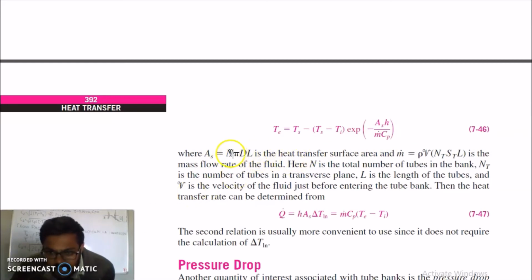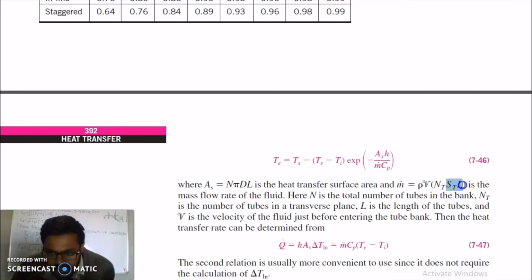N is the total number of tubes in the bank, and the mass rate is equal to density into velocity into Nt, where Nt is the number of tubes in the transverse plane, into ST, into L. This ST into L is your area at the inlet.